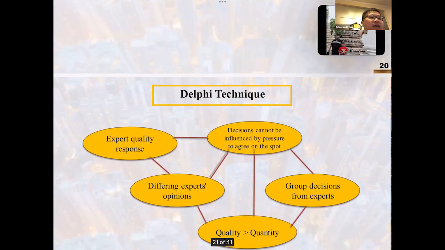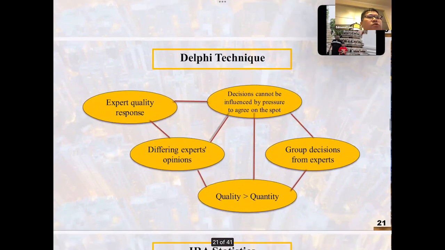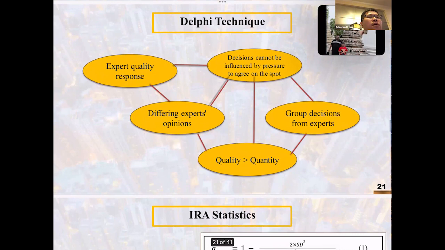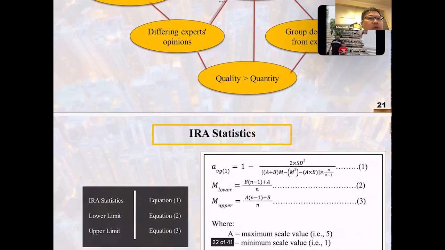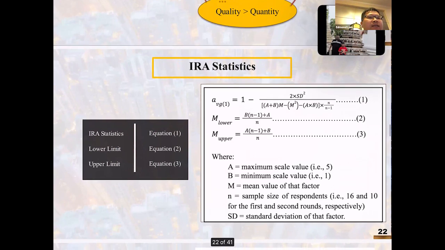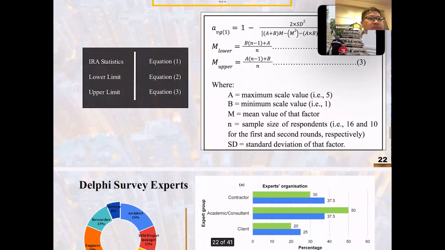In terms of the Delphi technique, we would like to make use of the expert quality response because decisions cannot be influenced by pressure to agree on the spot. So we try to come to a consensus on differing experts' opinions and then try to come up with good decisions from experts, bearing in mind that quality is always better than quantity. We also have used IRA statistics and then try to come up with the solutions.